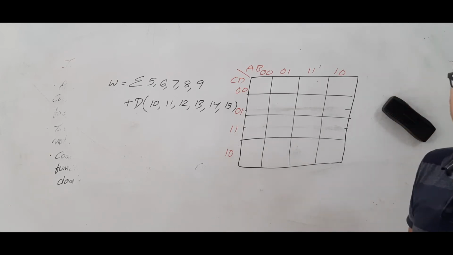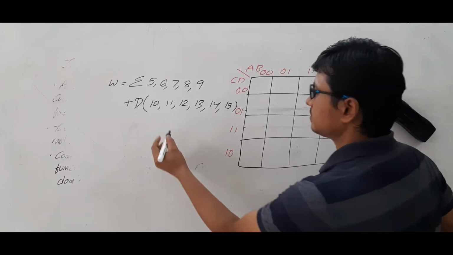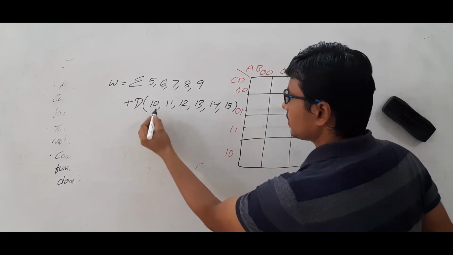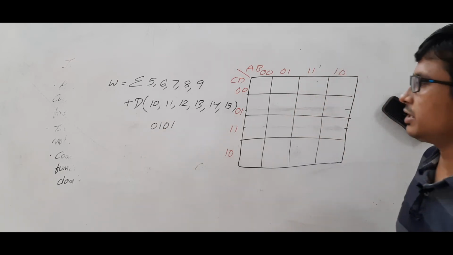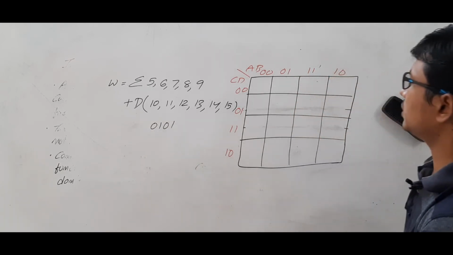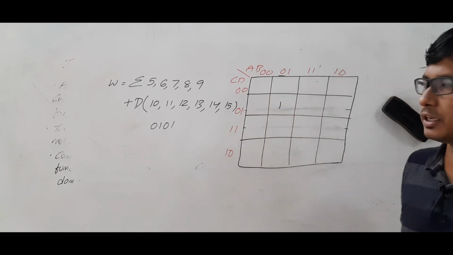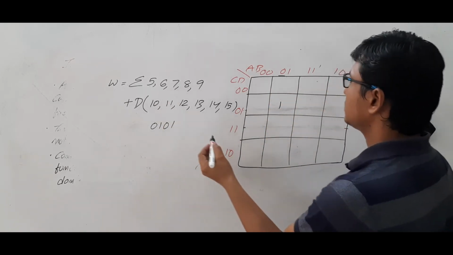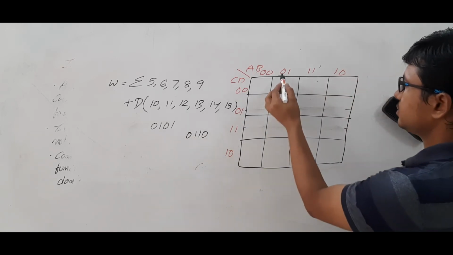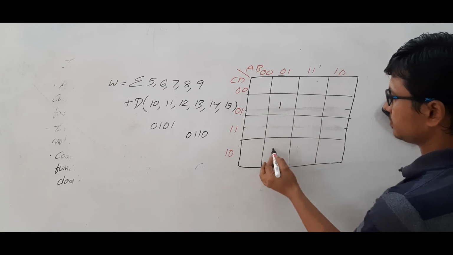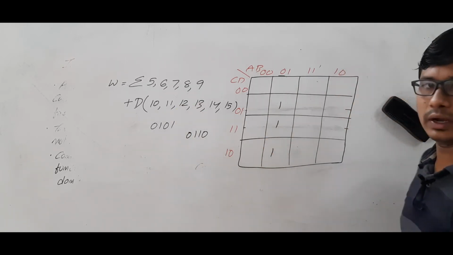Now how to represent 5? 5 is 0, 1, 0, 1. Will you agree with me or not? So 0, 1 is there, then 0, 1. This is the place you will keep the 1. And 6 is 0, 1, 1, 0. Am I right? Okay, 0, 1, 1, 0. This is 6. Then 7 is 0, 1, 1, 1.